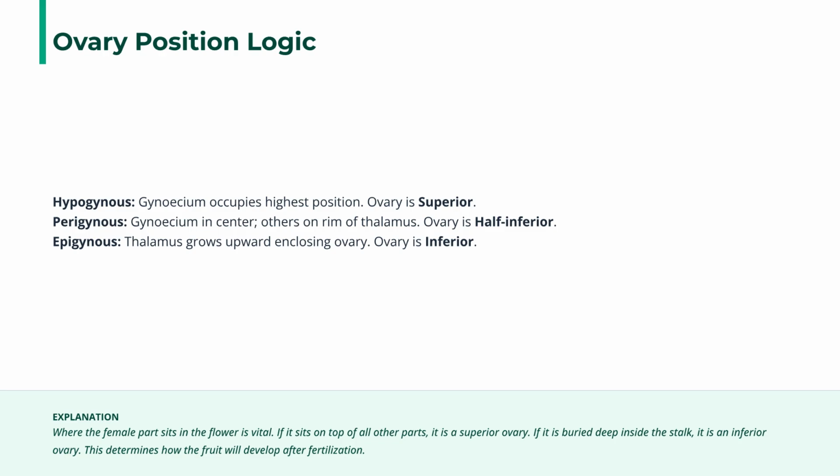The ovary position is key. Hypogynous means the ovary is superior, sitting on top of other parts. Perigynous means it is half inferior. Epigynous means the ovary is inferior, enclosed within the stalk.